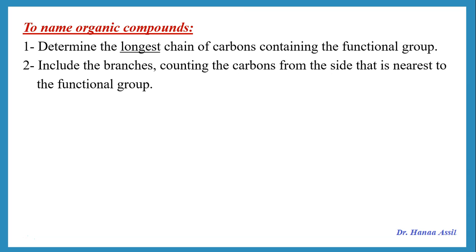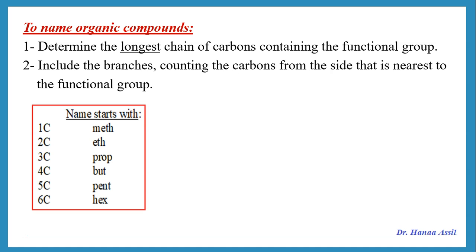We know that in order to name an organic compound, we determine the longest chain of carbons containing the functional group. If it has one carbon, its name should start with meth, 2 carbons eth, 3 carbons prop, 4 carbons but, 5 carbons pent, and 6 carbons hex. And then we look at the branches. We include the branches and we start counting from the side that is nearest to the functional group.